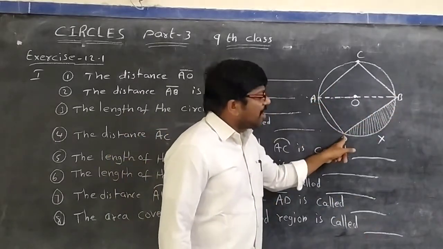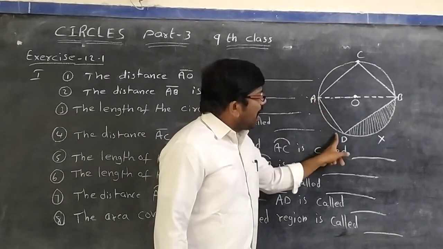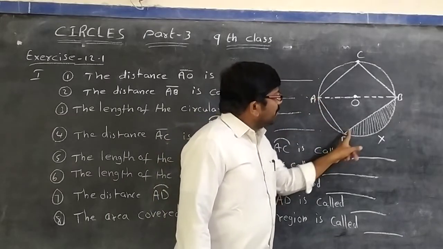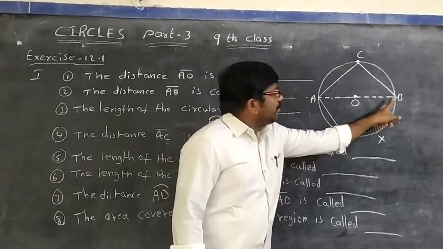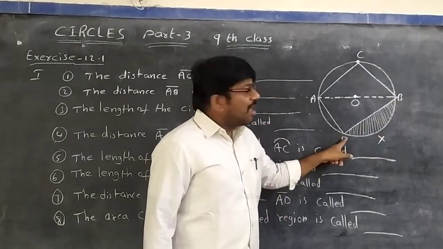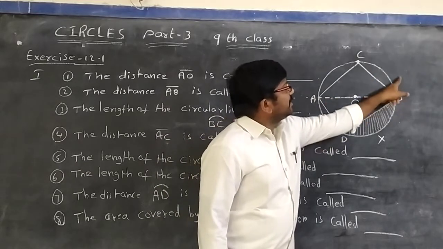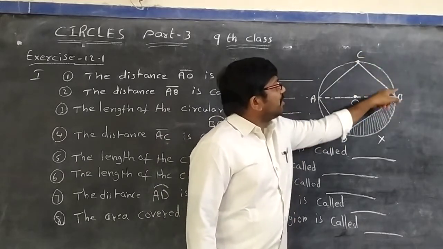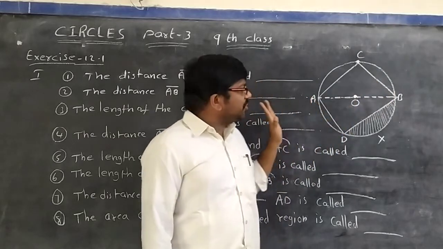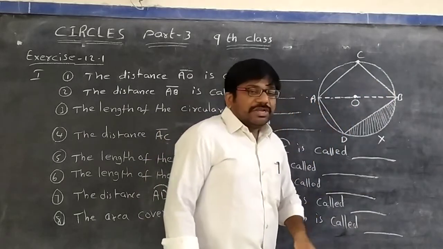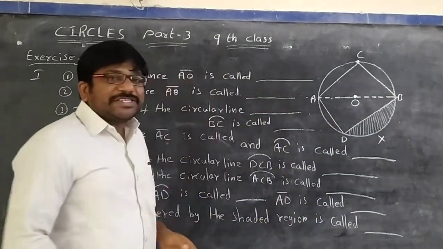And AD is a chord, and there is also the AD arc. BD is also a chord and BXD is an arc. BC is also an arc. BC is the length of an arc, and BC is also a chord. Now here some bits are there.